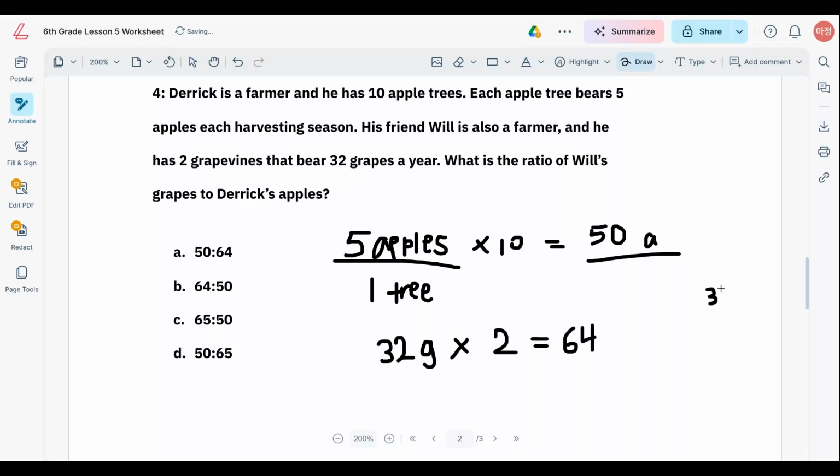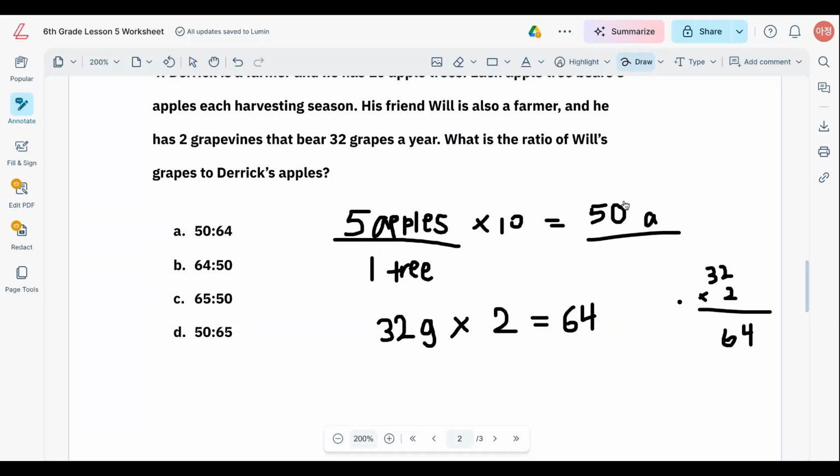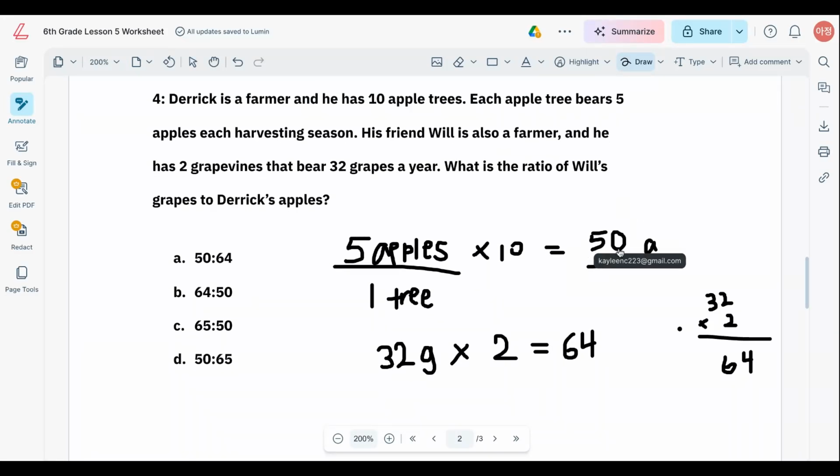And then if I do the work on the side, it would just be the 2 times 2 is 4, and then 2 times 3 is 6, so you get 64. And so Derek would end up with 50 apples from his 10 apple trees, and Will would end up with 64 grapes from the 2 grapevines that each bear 32 grapes a year.